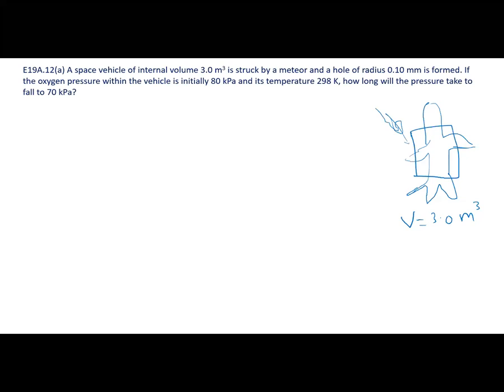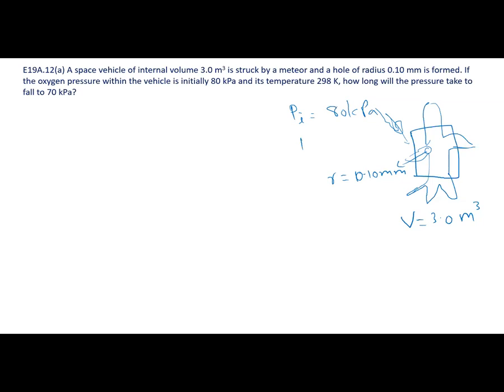A hole of radius 0.10 millimeter is formed. If the oxygen pressure within the vehicle is initially P initial equal to 80 kilopascal and the temperature is 298 Kelvin, how long will the pressure take to fall to P final equal to 70 kilopascal? So basically we need to determine the time.